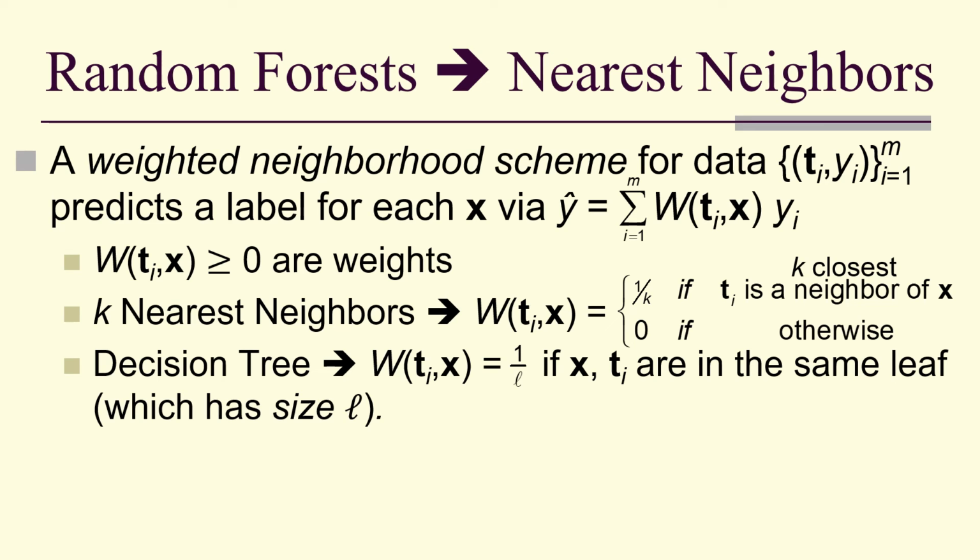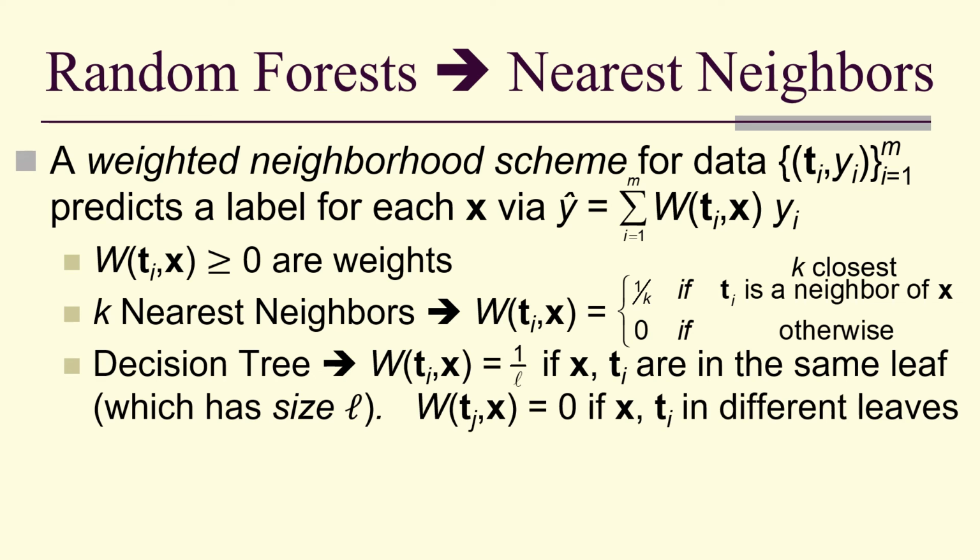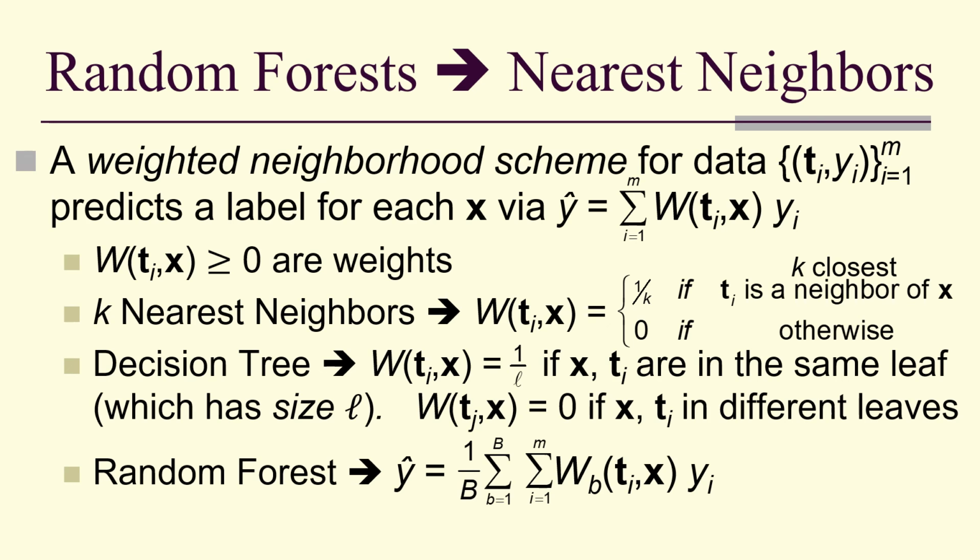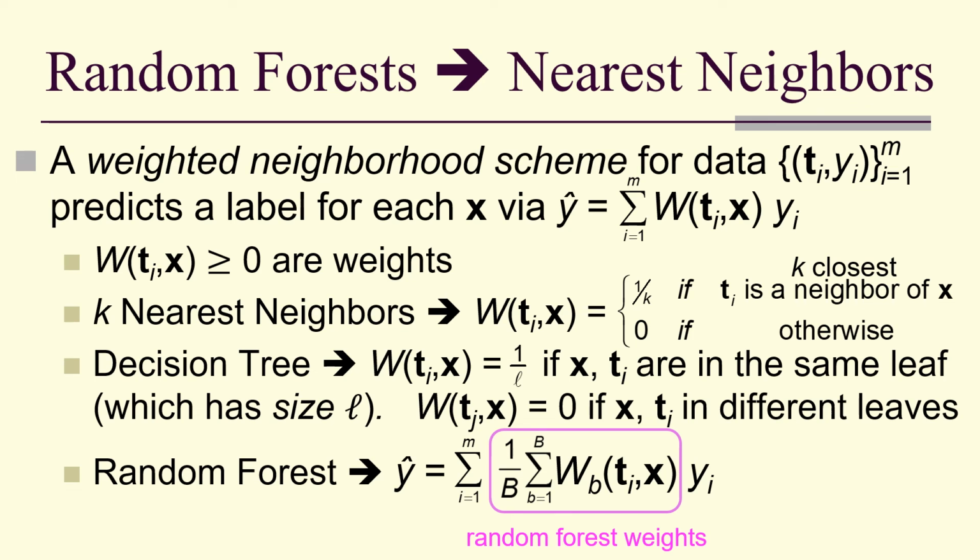For a decision tree, w of t sub i comma x is 1 over L if x and t sub i are in the same leaf and that leaf has size L, and w of t sub i comma x is 0 if x and t sub i are in different leaves. For a random forest, we take an average over the trees, and we can rearrange the sum, in which we see that the weighted neighborhood scheme for a random forest is an average over the weights for the trees.